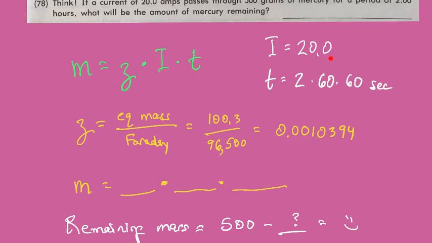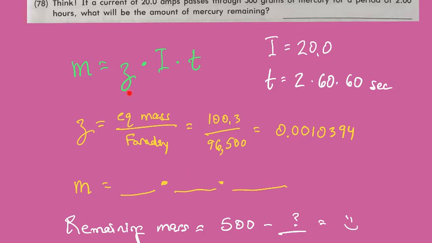Yay, that's easy. The time has to be in seconds, so they give it to us in hours. So we're going to take 2 hours times 60 minutes times 60 seconds. I'm going to let you do that on your own. And then you're going to take that number and plug it in down here for the time. We can take the 20, plug it in here for I.